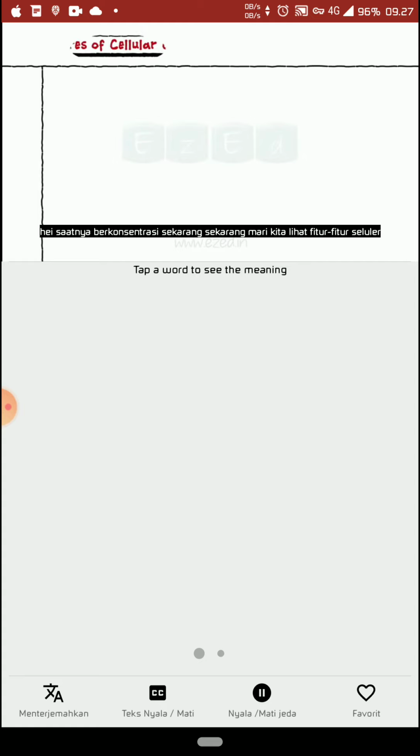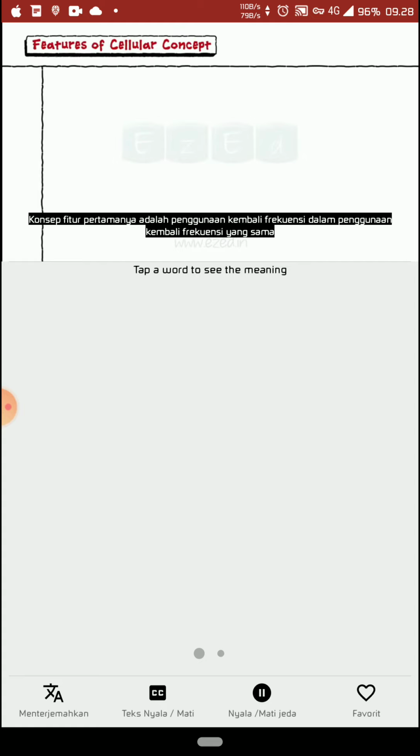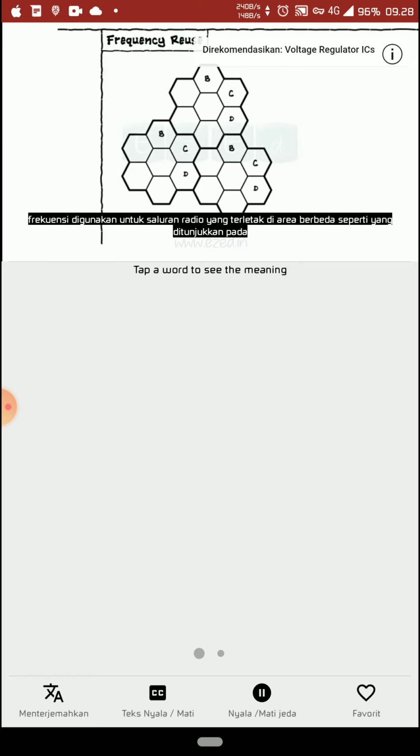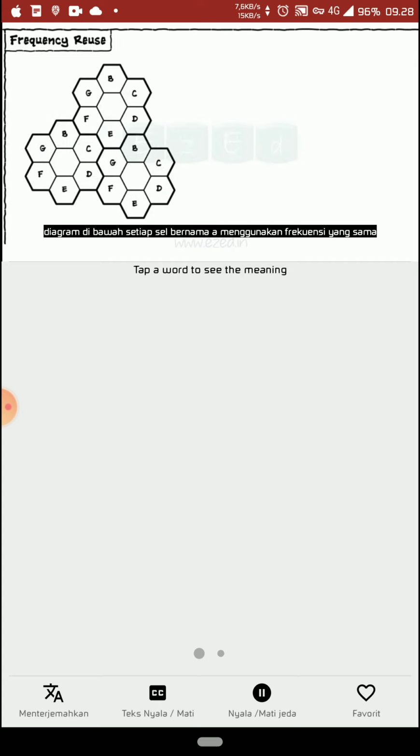Now let's see the features of the cellular concept. Its first feature is frequency reuse. In frequency reuse, the same set of frequencies is used for radio channels located in different areas. As shown in the diagram below, every cell named A uses the same set of frequencies.